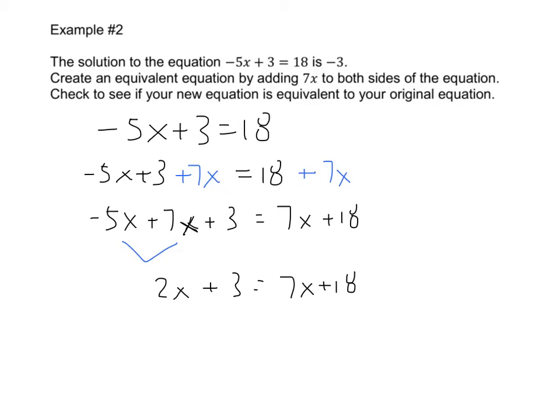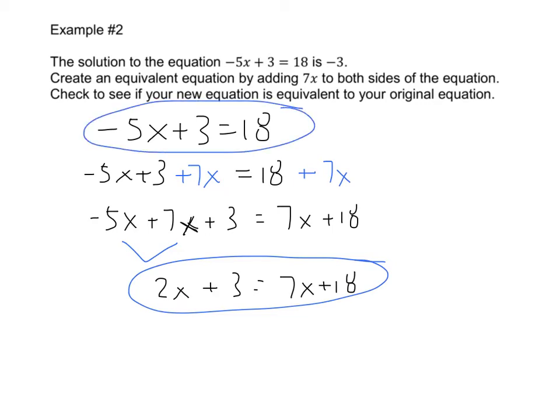All right, and here, this is our equivalent statement. Again, what we're saying is that this statement is equivalent to this statement. Why is that true? Because they both should have a solution of negative 3. The original equation, let's check that one. Negative 5 times negative 3, this is 15, plus 3 is 18. I'm going to have you, again, pause and check to see if negative 3 is a solution of this equation.